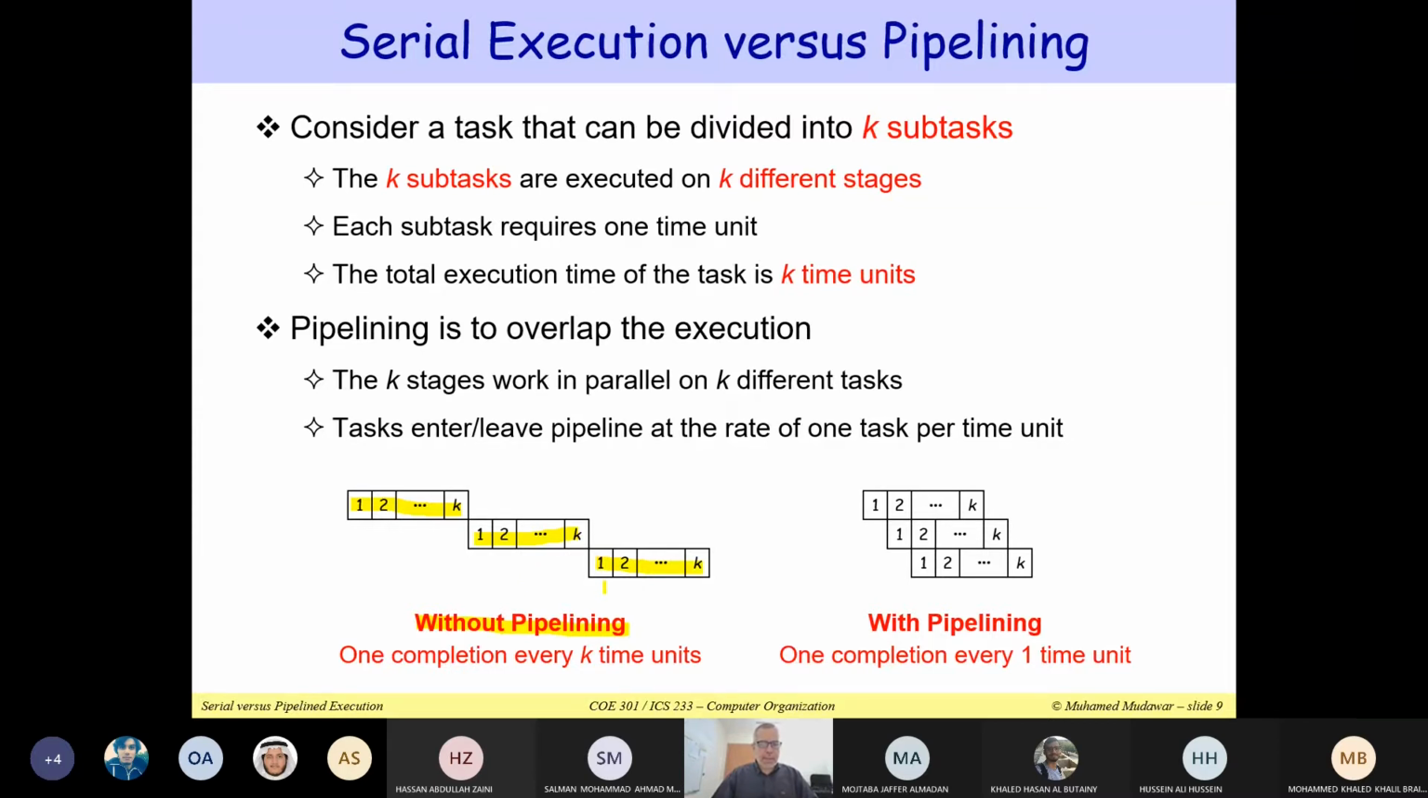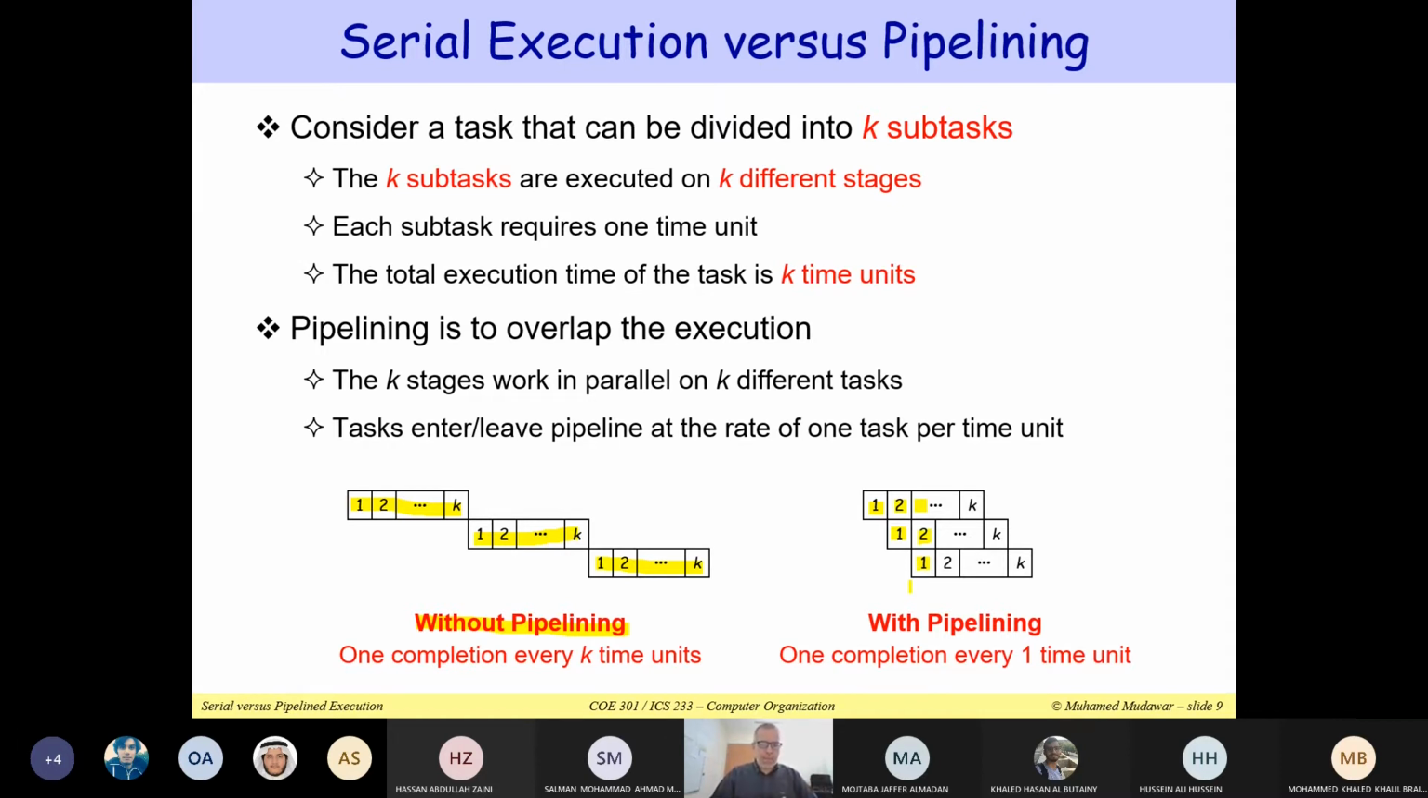So the idea of pipelining is that since we are breaking down the task into k subtasks, once the task goes from stage 1 to stage 2, we can start fetching the next instruction, or we can start the next task on stage number 1. And when the task goes from 2 to 3, the second one will go into stage 2, and we can actually start a new task in stage number 1. So this is really the idea of pipelining.